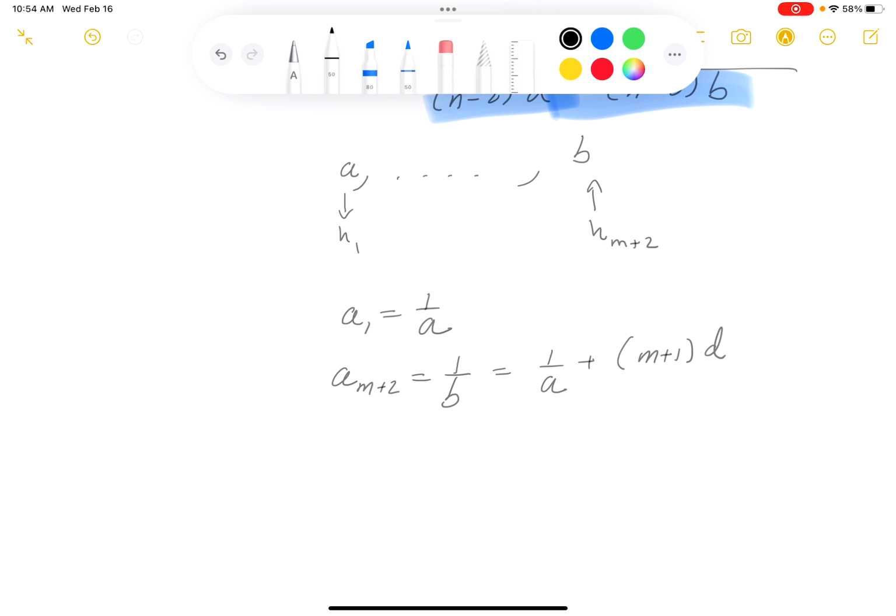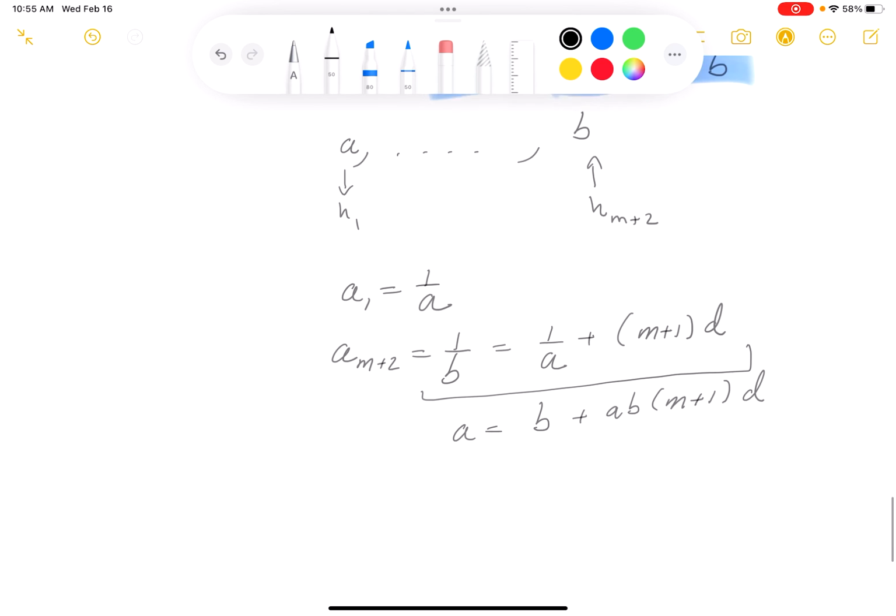D. All right? Then someone says, what are you trying to get over here? I'm trying to get D. And to do that, we're going to multiply both sides by AB. And what would you get? And again, we're taking this equation here and multiplying by AB. You would get A equals B plus AB, M plus 1, D.